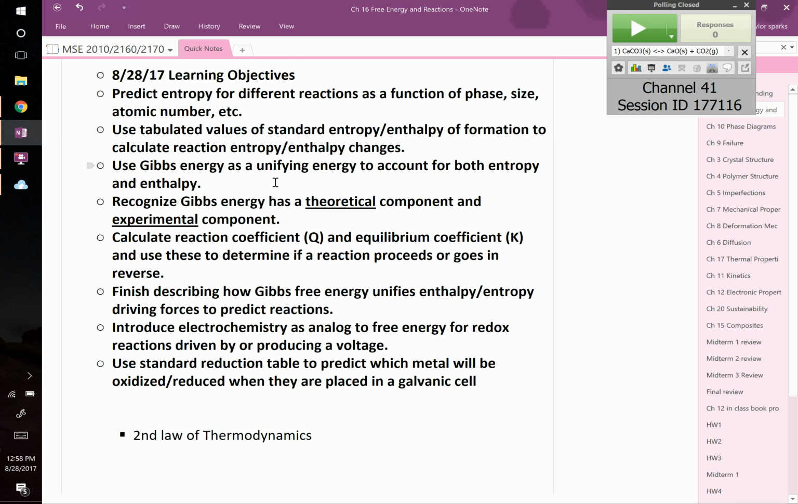So today, here's some of the things we're going to learn about. We'll learn how to predict entropy, at least increase versus decrease of entropy for different systems and reactions. We'll use tabulated values of entropy and enthalpy to calculate the change of entropy or enthalpy for a reaction. We'll finally introduce Gibbs Free Energy as a way to bring both entropy and enthalpy components together. So instead of having to calculate both of them and wonder which one's going to dominate, we have a way to consider them both at the same time. And then with that, we'll talk about the theoretical and experimental component of it. We'll talk about equilibrium. And if we have time, we'll even get into electrochemistry and have a neat demo.